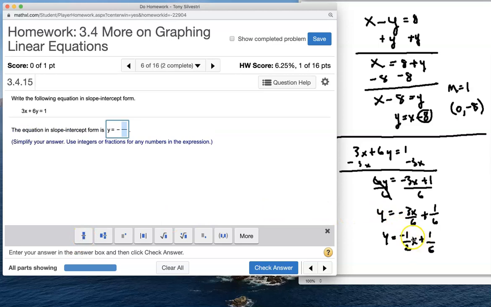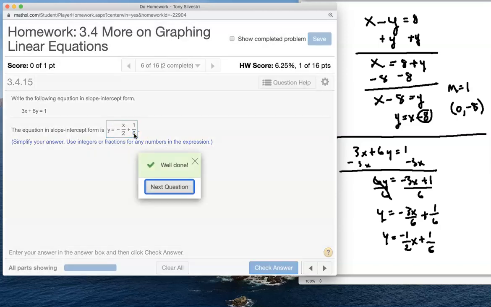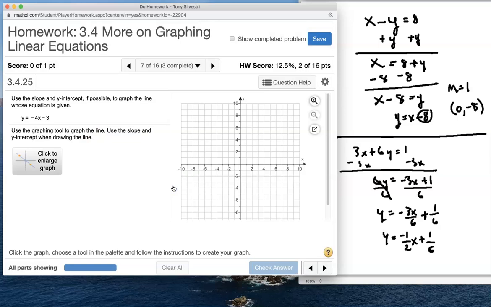Instead of saying 1/2 x, why can't I just say x divided by 2? It's the same thing. 1 times x is x divided by 2. It just looks cleaner to me. Plus another fraction, 1 over 6. Let's see if that's right. Nice. Very good. This might have to be split into 2 videos because there's a lot of questions on this.